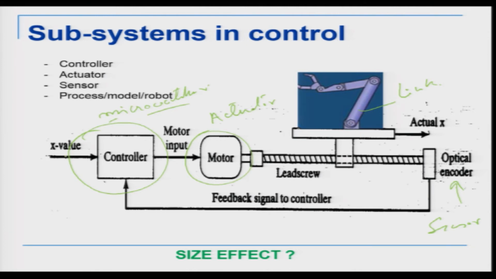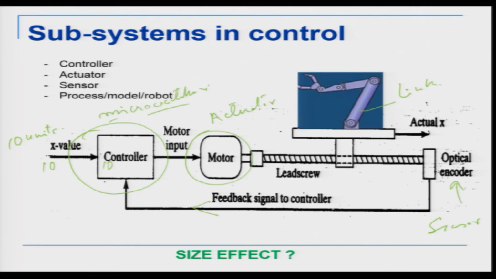Suppose we want to move this by 10 units, just for example. Suppose I want to move it by 10 units in the x direction. So, this input value is going to be 10 here, to the controller, and what the controller would do is take the feedback from here and see what is the present position of the link.